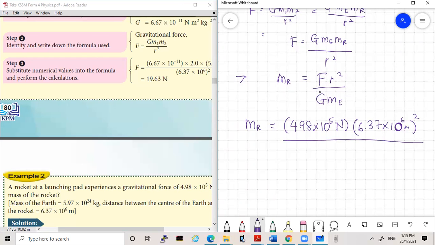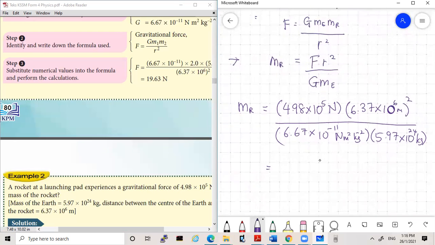So what is the value for G? It is 6.67 times 10 to the power of minus 11. You can write the unit there, kg minus 2. And times the mass of Earth. The mass of Earth is 5.97 times 10 to the power of 24 kilogram.